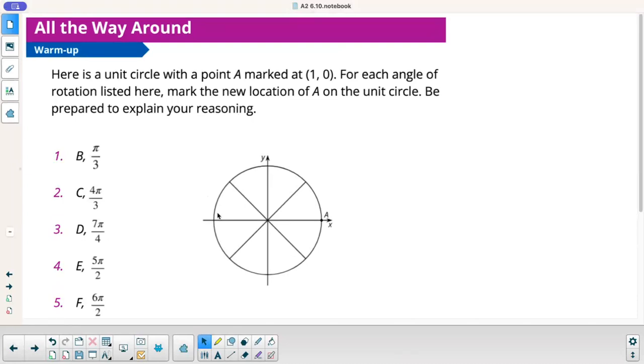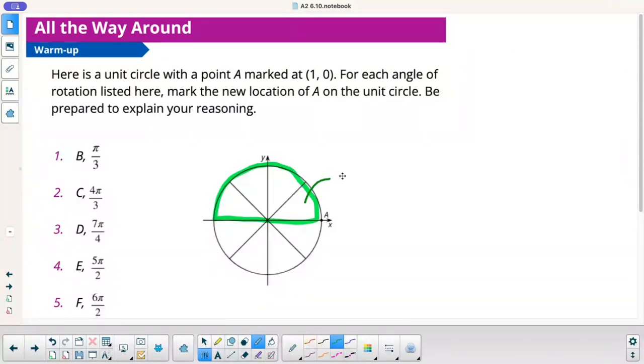Okay, so first of all, I want to make sure that we understand what these marked angles are. If I look at this semicircle and divide it into 4 equal sections, each sector or slice of the pie is pi over 4. So this is 1 pi over 4, and then this is 1 pi over 4. So this angle would be 2 pi over 4 right here. And then this is 1, 2, 3 pi over 4. So this angle is 3 pi over 4. And then right here, this angle would be 4 pi over 4, which is pi.